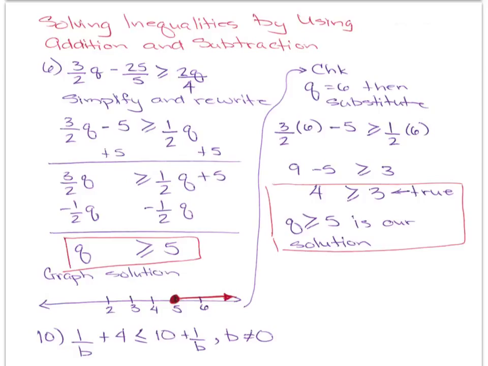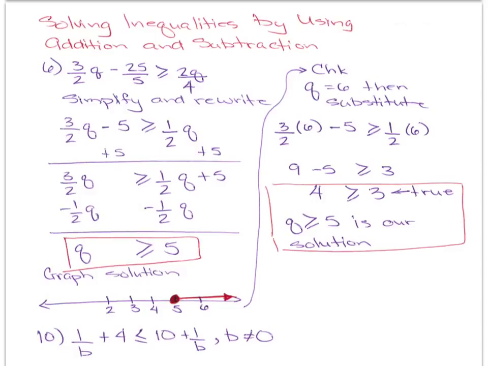6 is greater than 5, so our arrow, our solution, would go to the right of that shaded dot. To check your work, you can pick any values that are greater than 5 and see if you end up with a true statement when you substitute it in your inequality. So the solution for problem 6 is q is greater than or equal to 5.